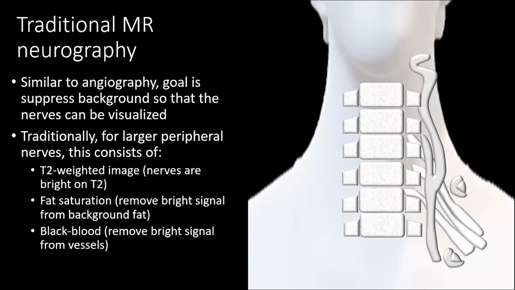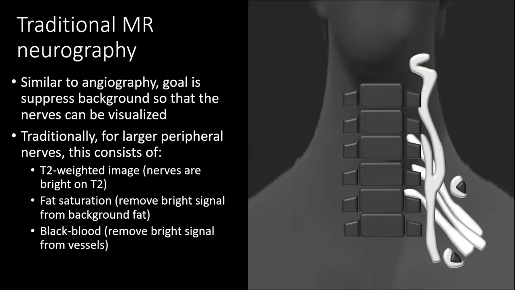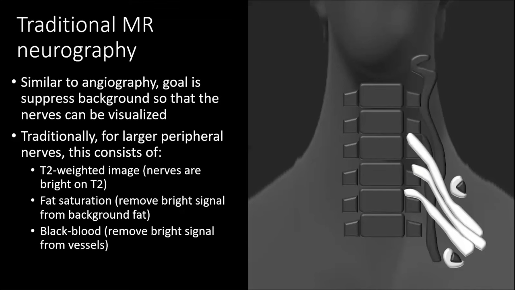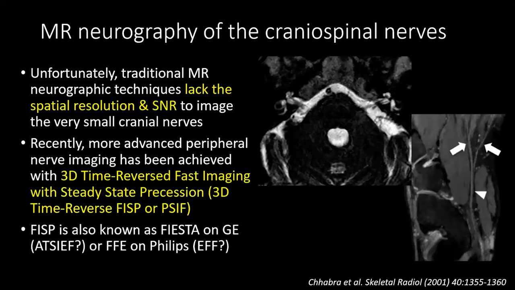As I mentioned, similar to angiography, we want to null the background in order to be able to see the nerves. Traditionally, for larger nerves like the brachial plexus, we did this using first a fat saturation technique to get rid of the bones and the subcutaneous fat. Then we would do a black blood technique to remove the signal from the vessels so that all we are left with are the nerves and a few small lymph nodes. Unfortunately, those techniques that work so well for large nerves like the brachial plexus don't have the spatial resolution to help us visualize the cranial nerves at the skull base.